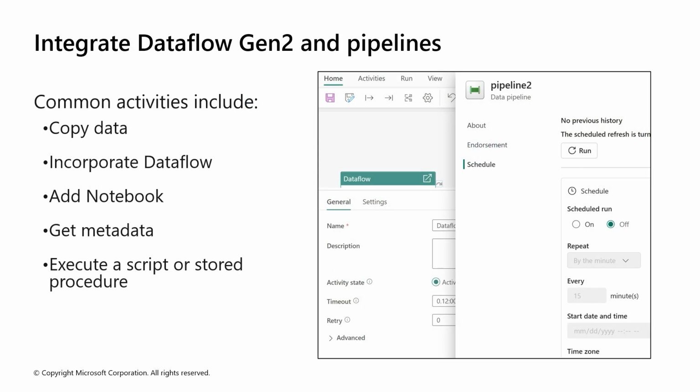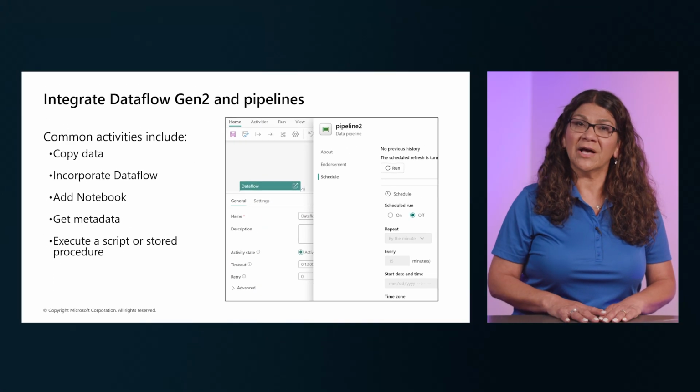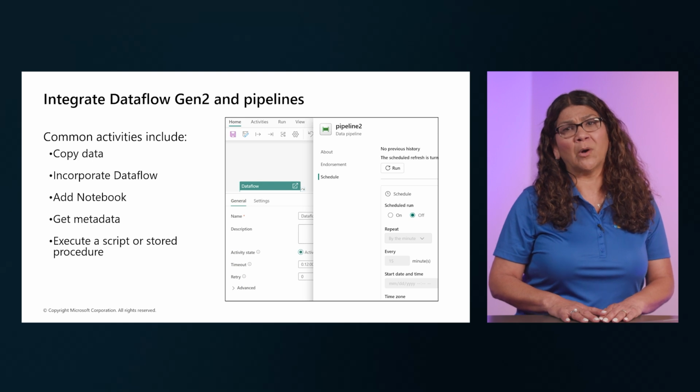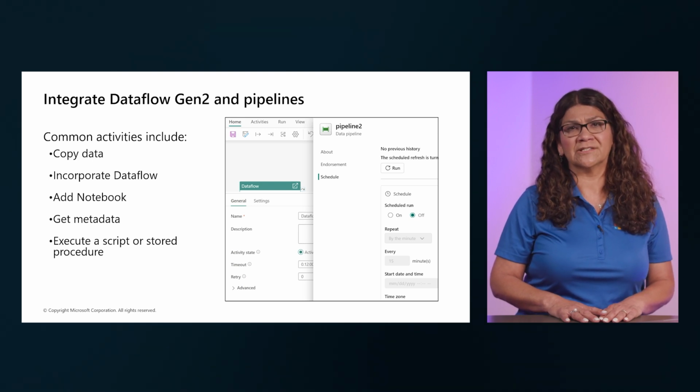DataFlow Gen2 provides an excellent option for data transformations in Microsoft Fabric. The combination of data flows and pipelines is useful when you need to perform additional operations on the transformed data. Data pipelines are a common concept in data engineering and offer really a wide variety of activities to orchestrate.